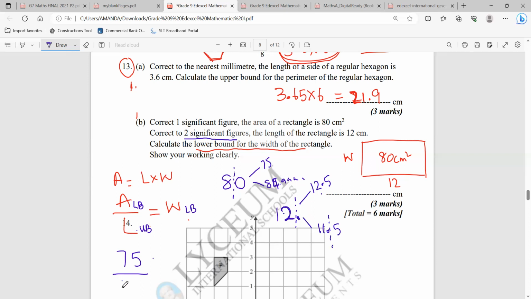So let's take 12.5. 75 divided by 12.5 will give us the lower bound of the width. Let's do that and see. 75 divided by 12.5 is 8. Oh, sorry, it's 6. Equals 6, which is the lower bound of the width. Done. Number 13 is done.